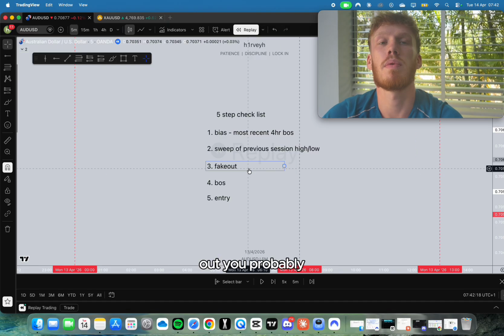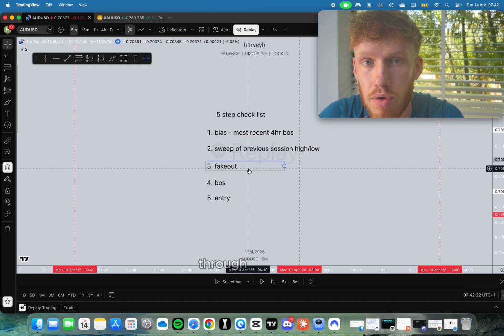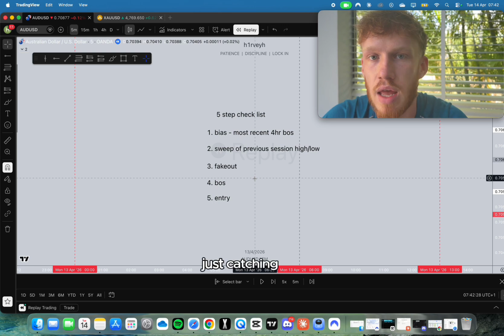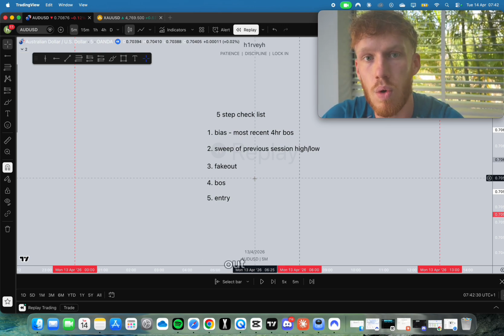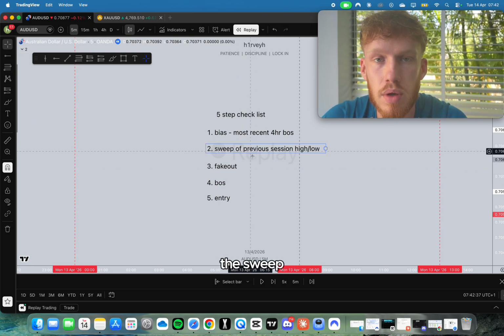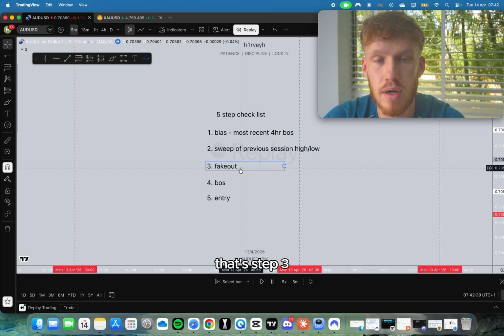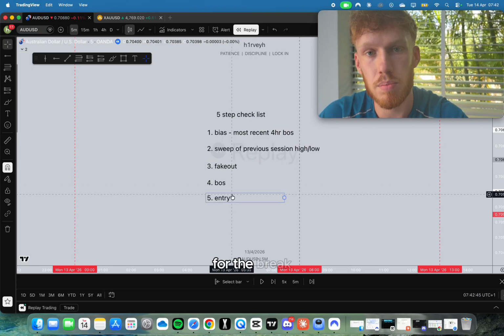Step 3, once we've swept, I'm waiting for a fake out. Now, a fake out, you've probably never heard of it before, and I'll show you what it is when we go through the trade. But it's basically a way of catching out the early move, which I used to get caught out on all the time. So we've had the sweep, and then we wait for the fake out. That's step 3.